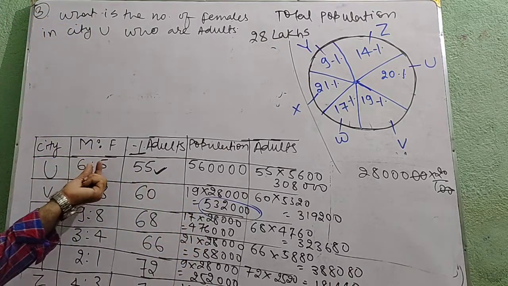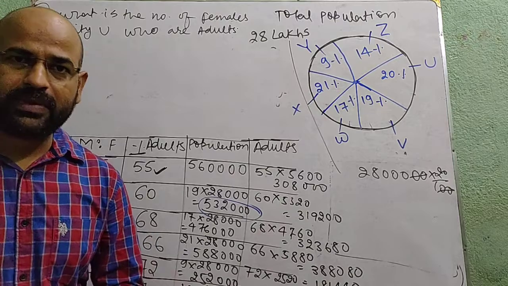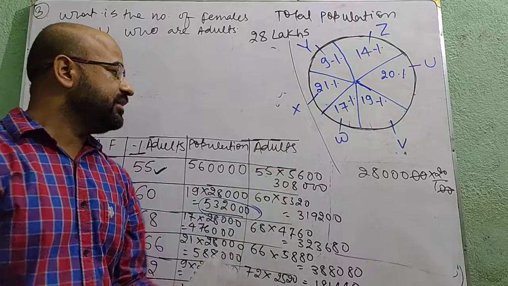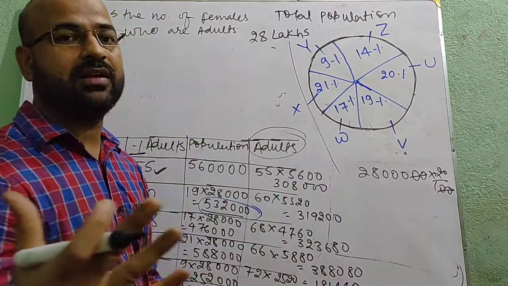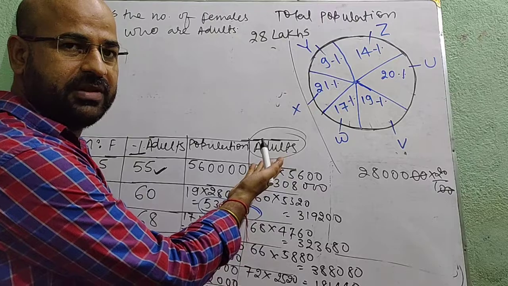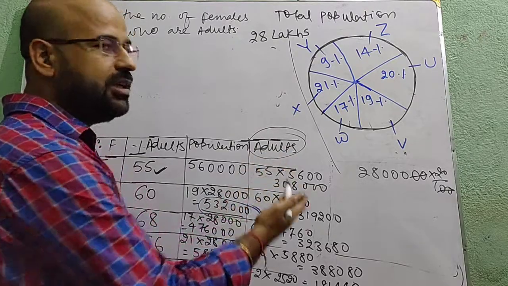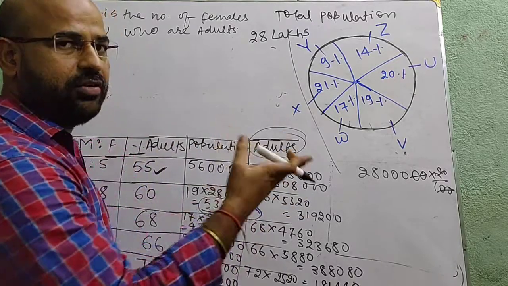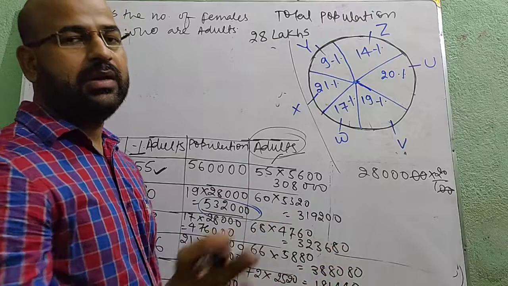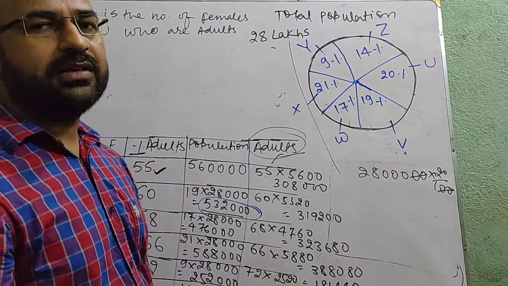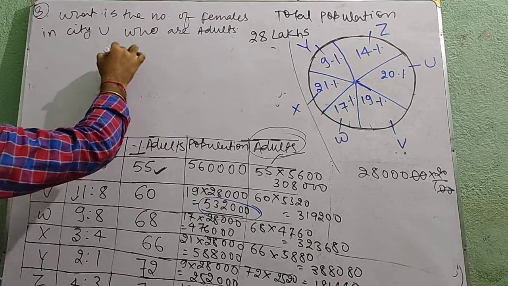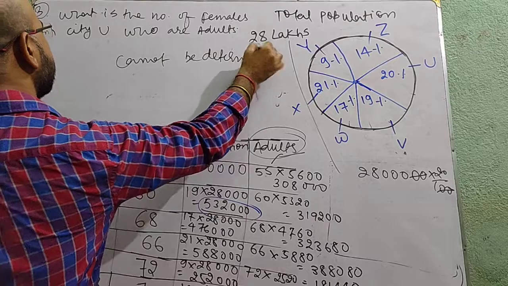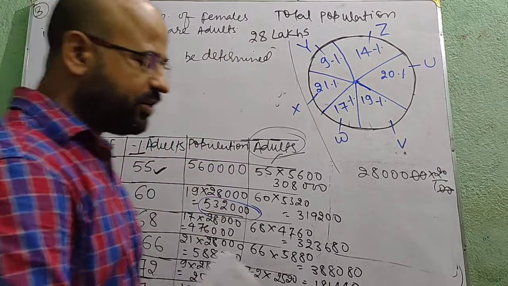But we cannot calculate the population of females who are adult. We can calculate the population of females and of males, but not of females who are adult, because in this portion no ratio is given. It might be 80% of females who are adult, it might be 20%, it might be 10%, but you don't know the percentage of adults. So for this question we cannot calculate the data. So what will be the answer? Cannot be determined.